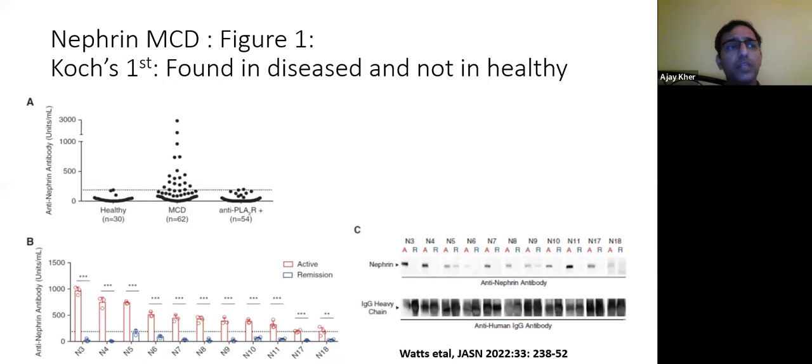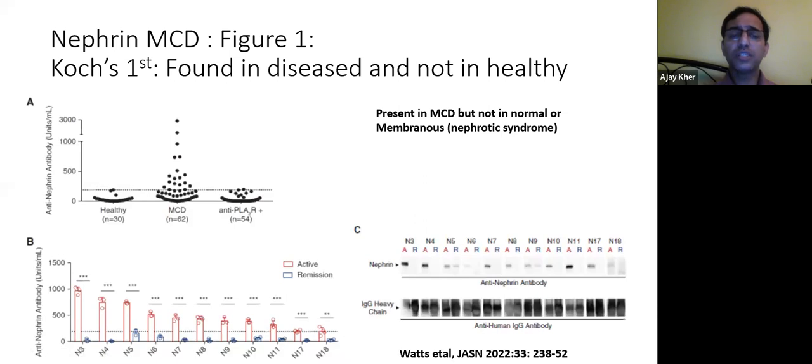And then they went in with an anti-human antibody derived from sheep to kind of lock this in. And so now the nephrin is present in those who are active, and it's absent in the remission. And so you can see all these patients who were positive, there's some slight antibody in some, but stronger antibody in others. And then they have the IgG heavy chain as a control for their blots.